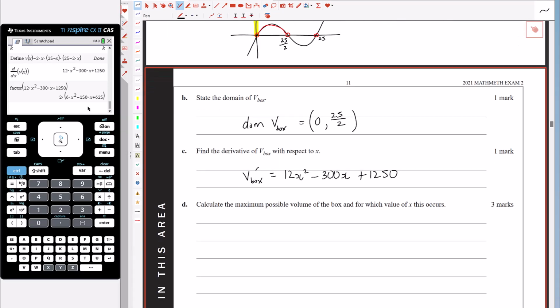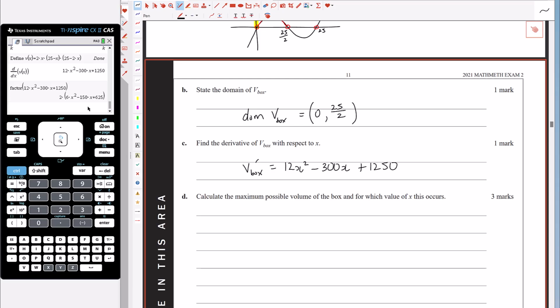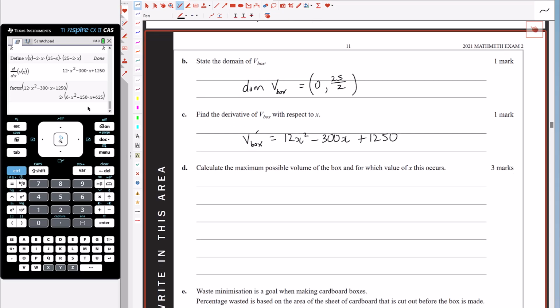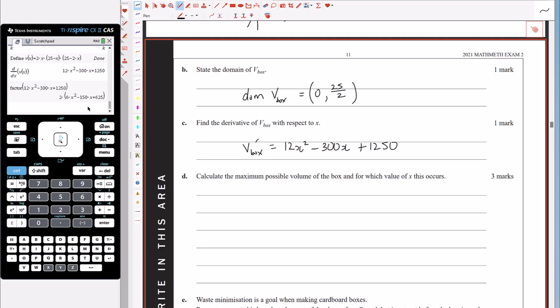Calculate the maximum possible volume of the box and for which value of x this occurs. Okay, so I'm going to solve the derivative of the box equal to 0, so I'm solving 12x squared minus 300x plus 1250 equals 0.